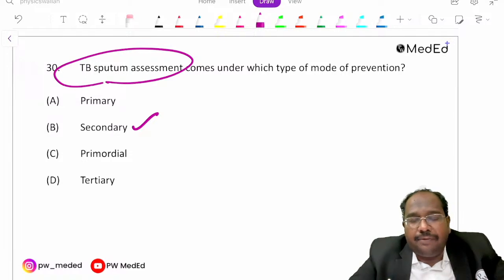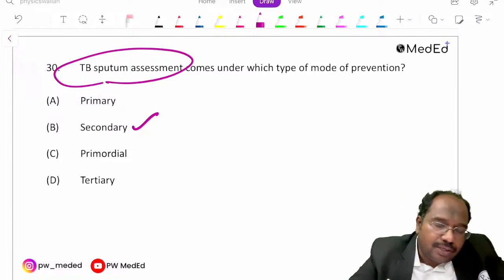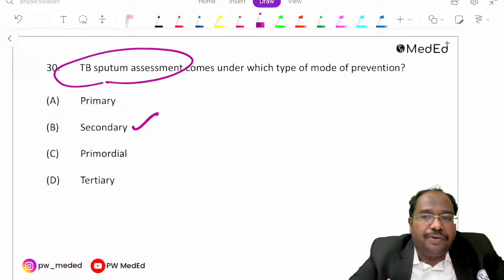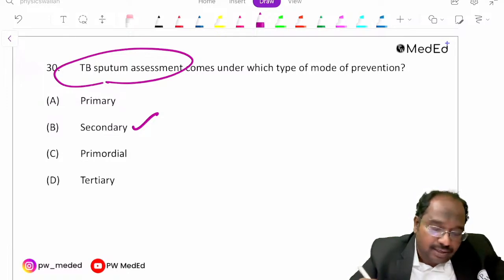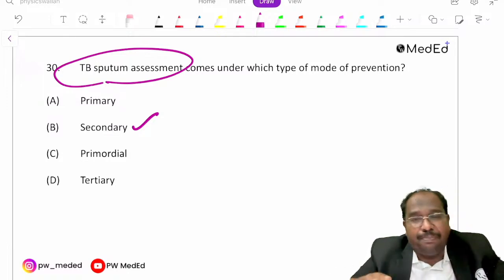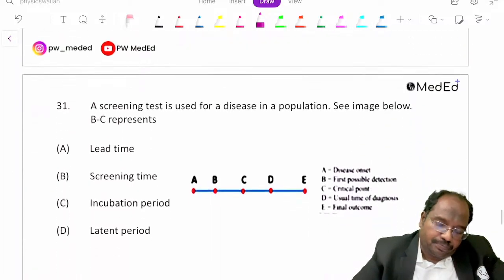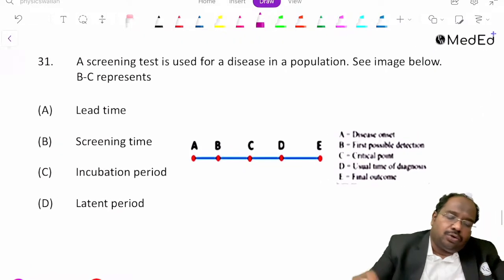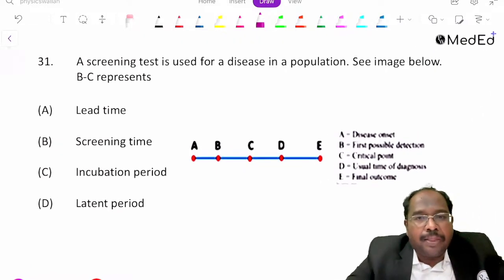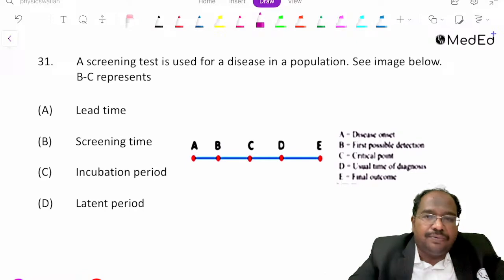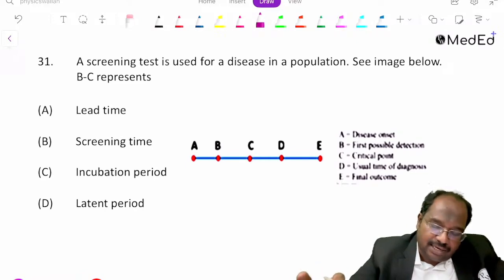We do the Ziehl-Neelsen technique on the sputum. I am searching for cases, so that means it comes in secondary prevention. Next question. Two questions from screening we will see. A screening test is used for a disease. What is this line?